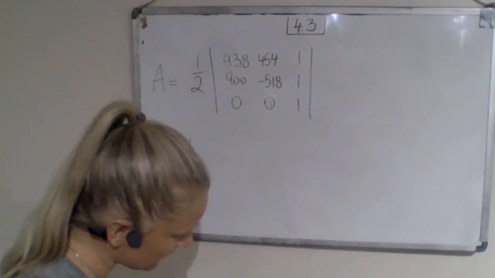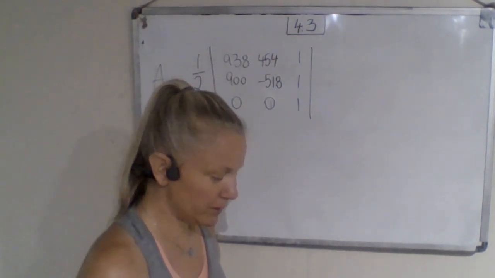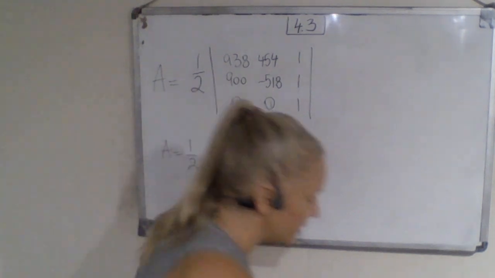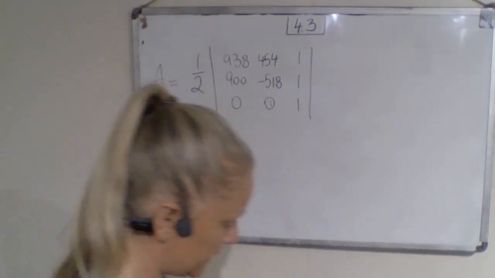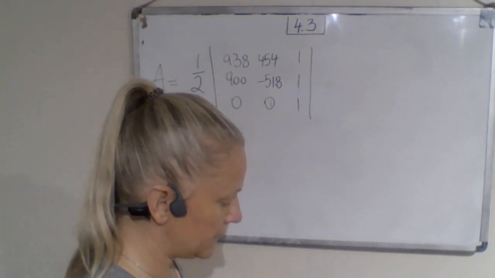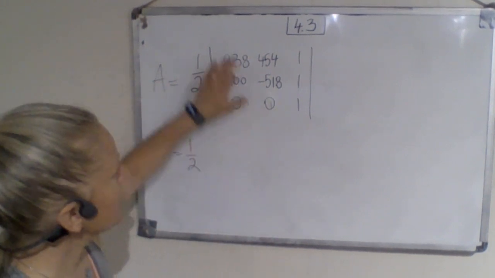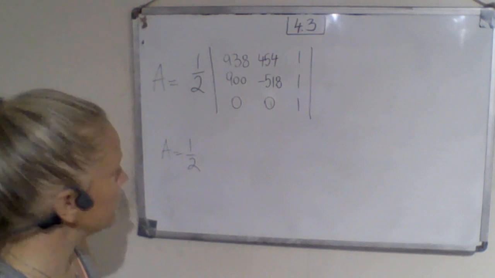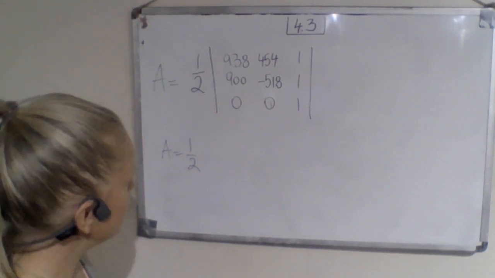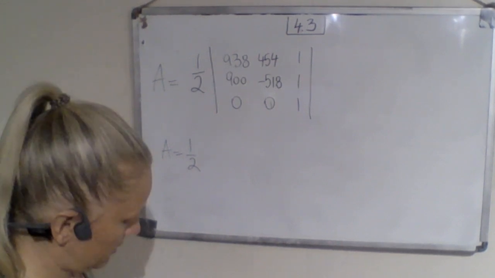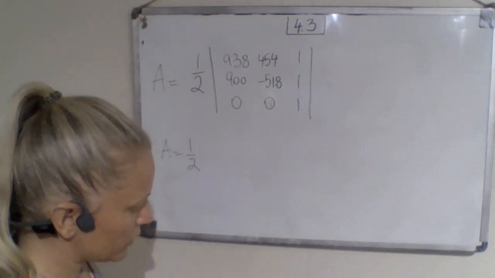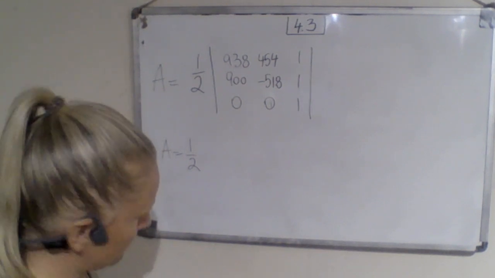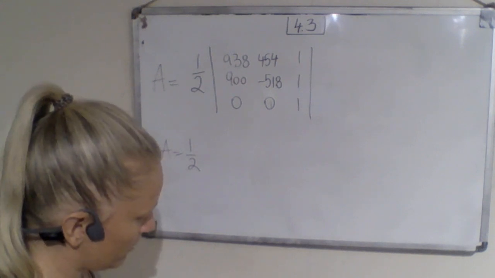Now, believe it or not, this is actually a much easier determinant to find than you think it is. But we're going to do this by matrix first, so we can practice. Second matrix, all over to edit. Matrix A, it's 3 by 3. I just go enter, enter, and then 938, 454, 1, 900, negative 518, make sure you use the negative sign, not the minus, and then 1, and then 0, 0, 1.